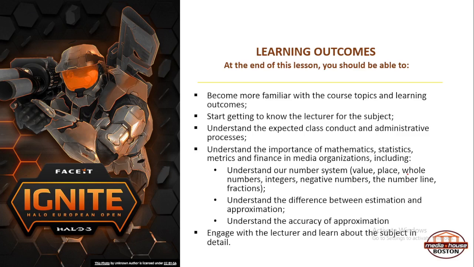In terms of lesson 1, these are the learning outcomes you should have achieved by the end of the lesson. I'm just going to focus on the main one for today: you need to understand our number system, relating to business mathematics, where we have different types of numbers, which we're going to learn and understand. Then understand the difference between estimation and approximation, and lastly understand the accuracy of approximation.